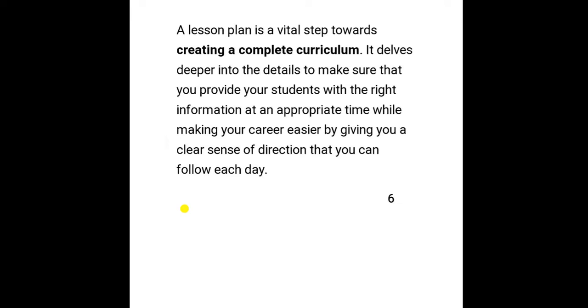Lesson plan is a pioneer, is a path. It delves deeper into the detail to make sure that you provide your student with the right information at an appropriate time, while making your career easier by giving you a clear sense of direction that you can follow each day. So, lesson plan is a very important part of teaching. It helps to teach any kind of subject, and in social science lesson plan is very important to both teacher as well as student.